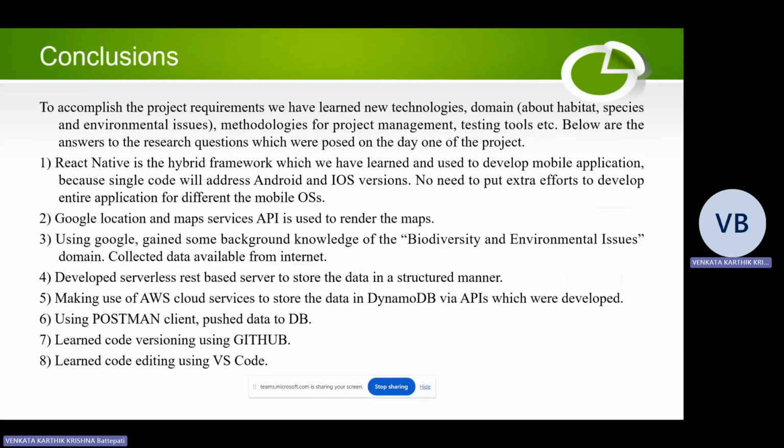Using Google, we gained some background knowledge of the biodiversity and environmental issues domain. We developed a serverless REST-based server to store the data in a structured manner, making use of AWS cloud services to store the data in DynamoDB via APIs, which were developed using the Postman client. We pushed the data into the database, learned code versioning using GitHub, and learned code editing using VS Code.